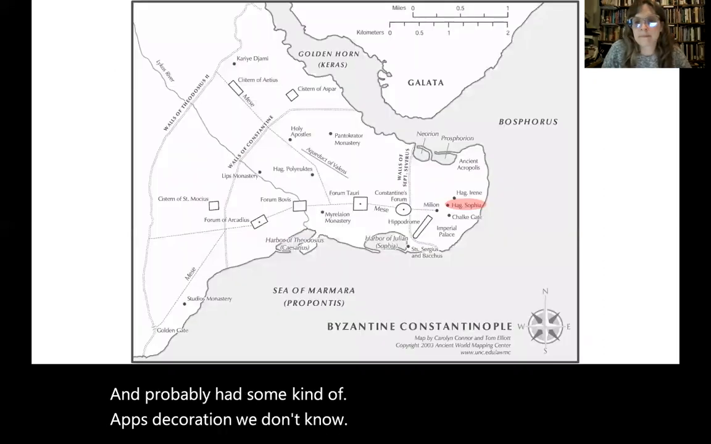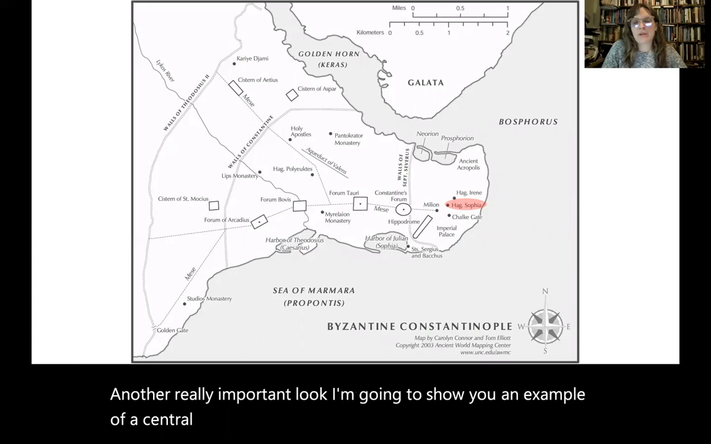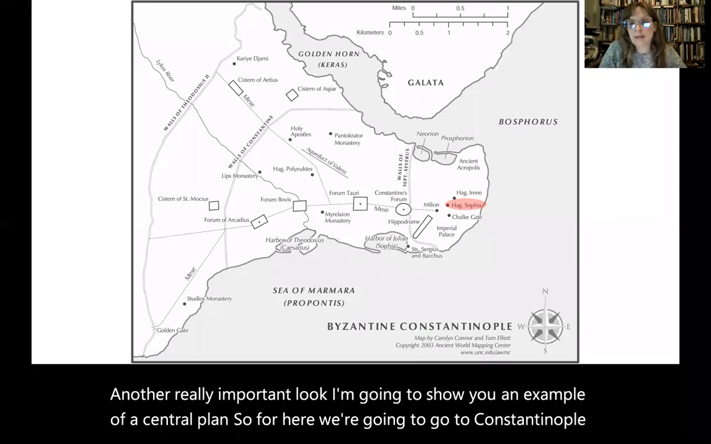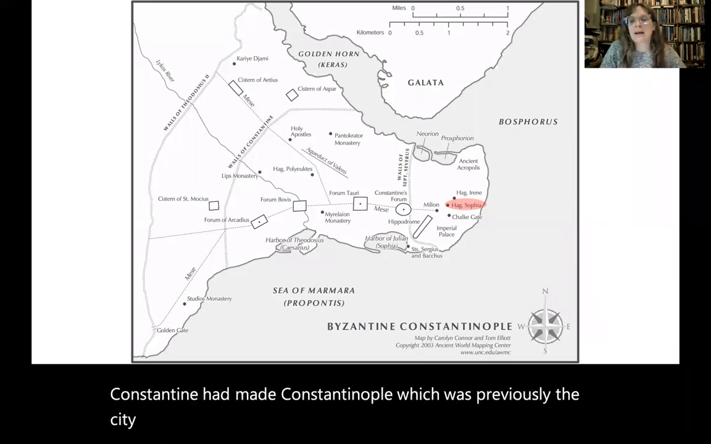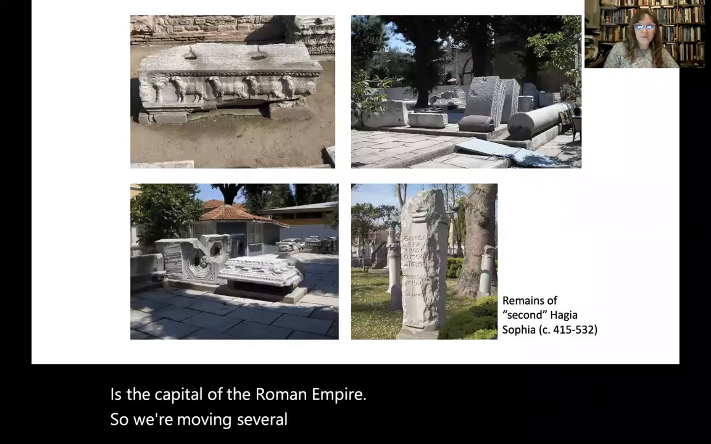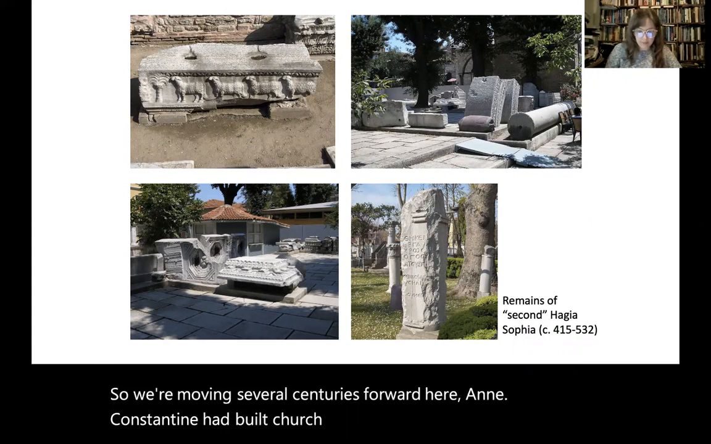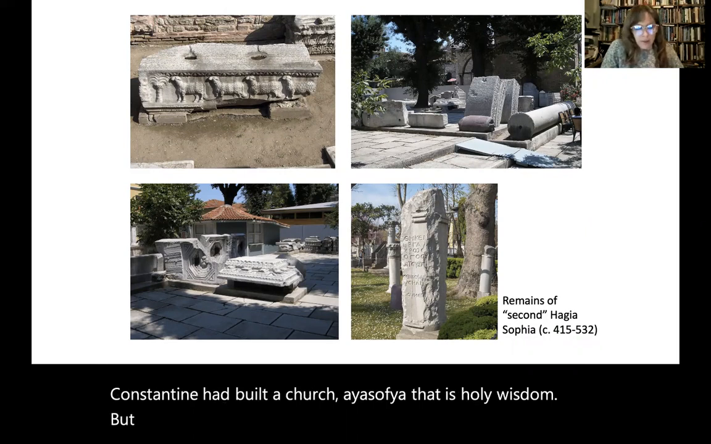Okay. Another really important look, I'm going to show you an example of a central plan. And so for here, we're going to go to Constantinople. Constantine had made Constantinople, which was previously the city Byzantium, the capital of the Roman Empire. So we're moving several centuries forward here. Constantine had built a church, Hagia Sophia, that is Holy Wisdom. But nothing remains of the original one that Constantine had built.